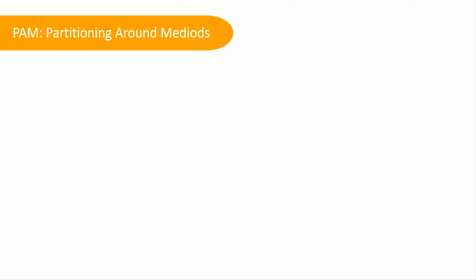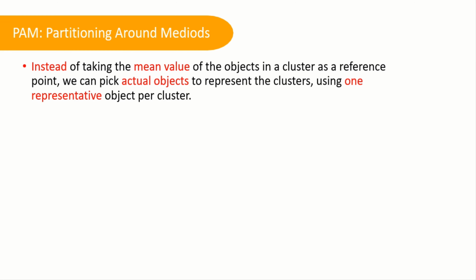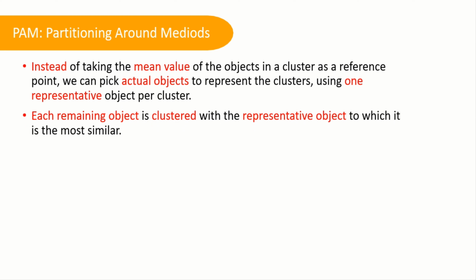So let us now discuss the second method in the partitioning approach, and it is partitioning around medoids. Instead of taking the mean value of the objects in a cluster as a reference point, we can pick actual objects to represent the clusters, using one representative object per cluster. It is the main basic concept behind partitioning around medoids. And each remaining object is then clustered with the representative object to which it is most similar.